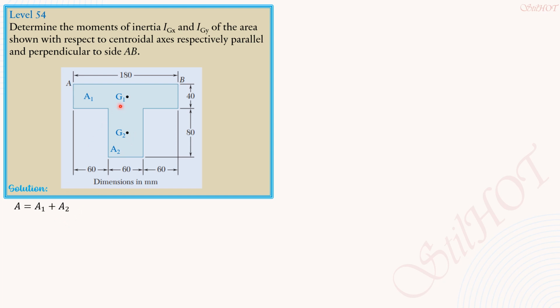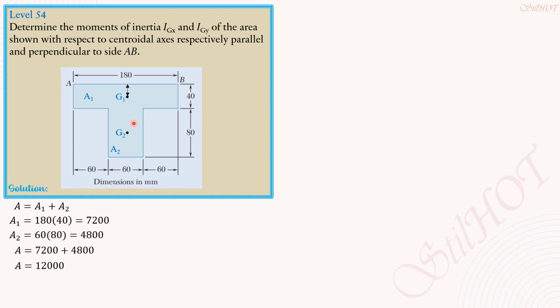Area 1 is 180 by 40, area 2 is 60 by 80. So let's divide it into that part. So area 1 is 180 times 40, and that is 7200 mm². Area 2 is 60 by 80, and that is equal to 4800 mm². Therefore, the total area is 7200 plus 4800, so 12000 mm². So our reference would be the top.